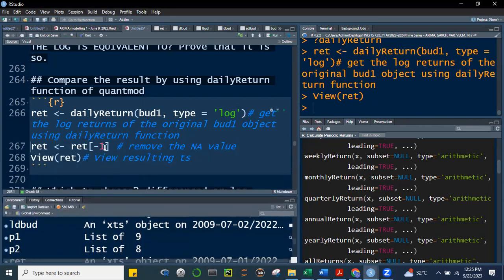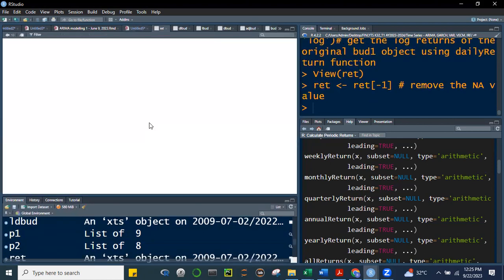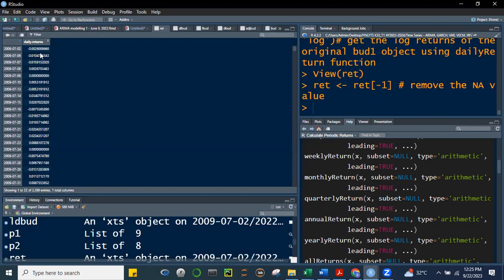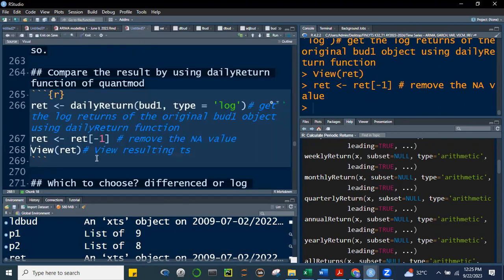All right. So let's now remove the missing value, no? There. Negative 0.0026. Okay. Yun. All right. So this is the daily log returns of the data.